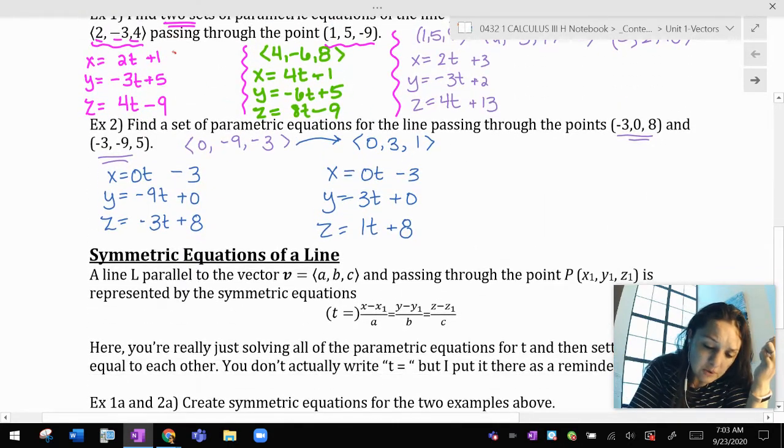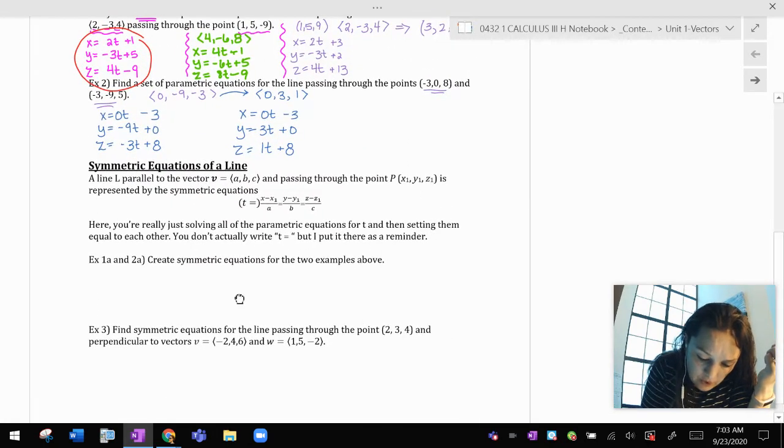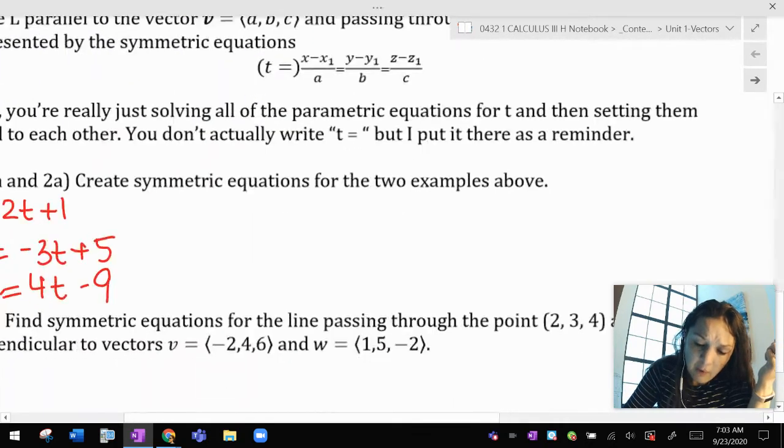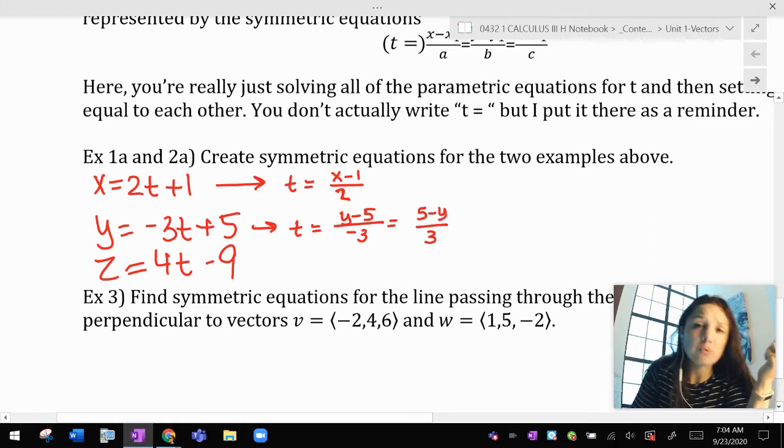So I'm going to start with this purple set. So x equals 2t plus 1, y equals -3t plus 5, z equals 4t minus 9. And if I want to write this in symmetric form, I'm going to rewrite this as t equals (x minus 1) over 2. I'm going to rewrite this as t equals (y minus 5) over -3, which you will often see written as (5 minus y) over 3. Oftentimes, we don't like having a negative on the bottom.